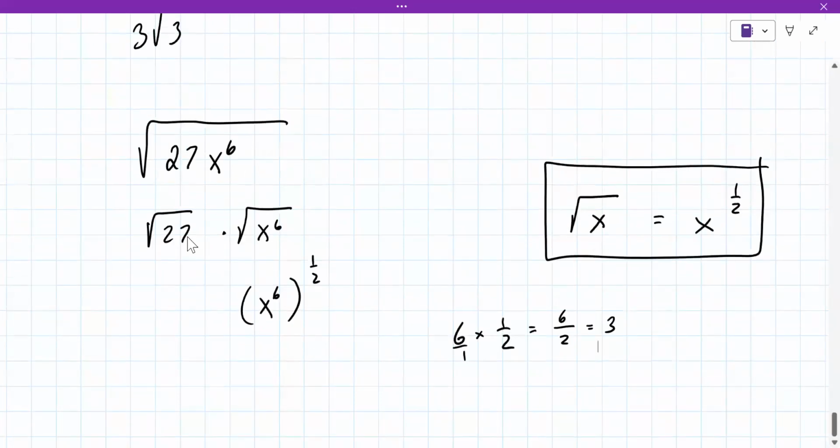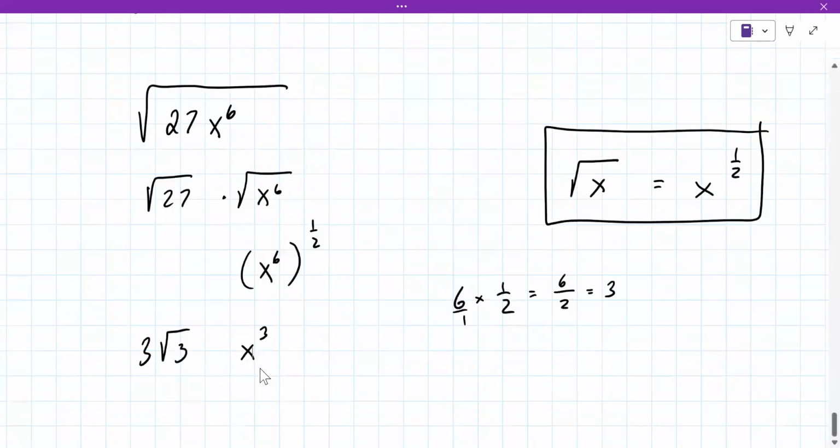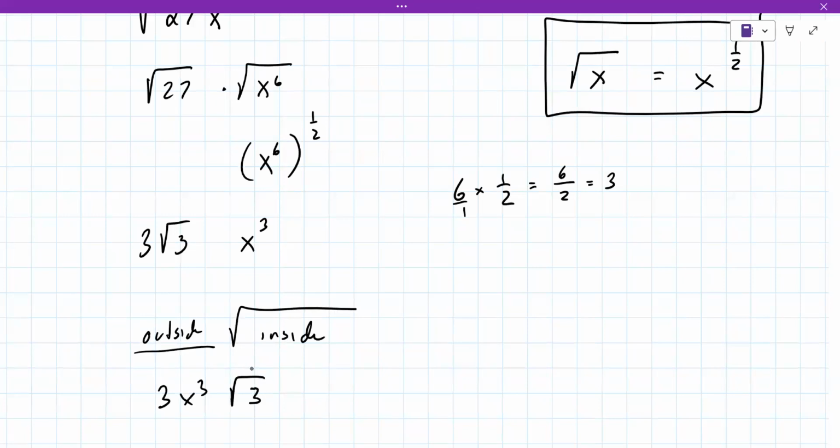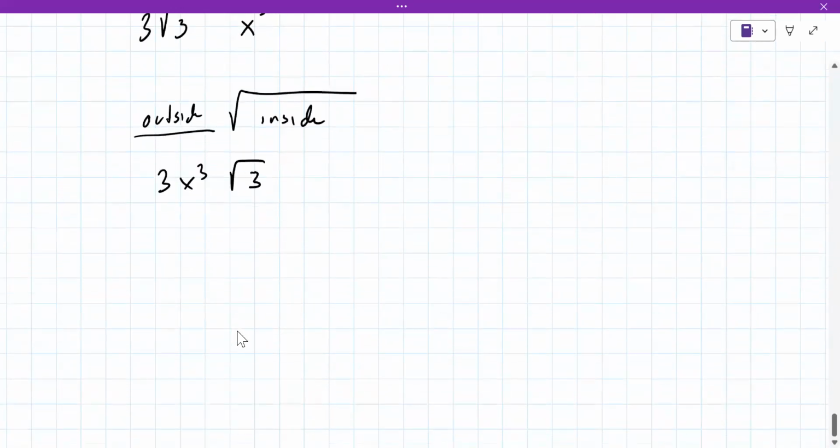So it would be 3 square root of 3 and x cubed there. And then you have to reorganize everything, where there's stuff outside the root and there's stuff inside the root. So in your problem, it's 3x cubed square root of 3.